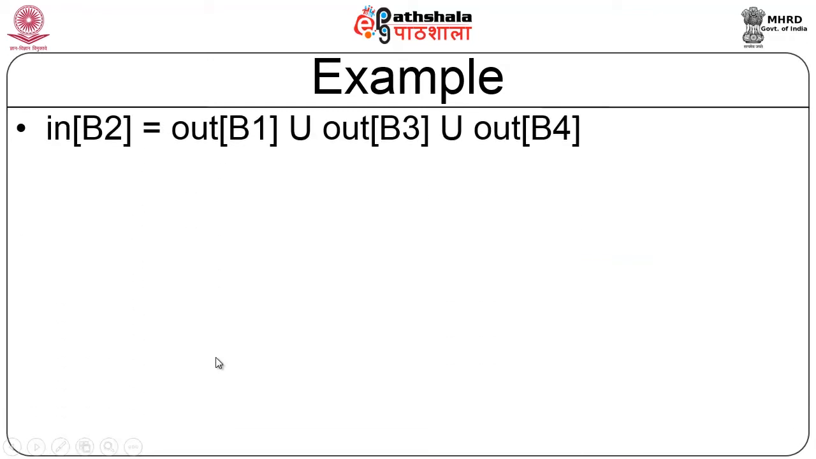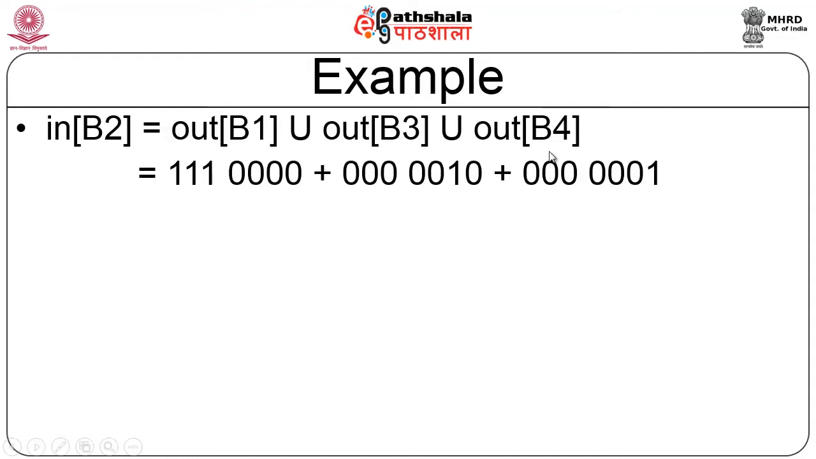Now, as I have already told, in of B2 is nothing but out of B1 union out of B3 union out of B4. Now, union is typically looked upon as an OR operator and subtraction is looked upon as a combination of intersection and complementing operator. That is, A minus B is nothing but A intersection B complement. Intersection is actually an AND operator and union is nothing but an OR operator.